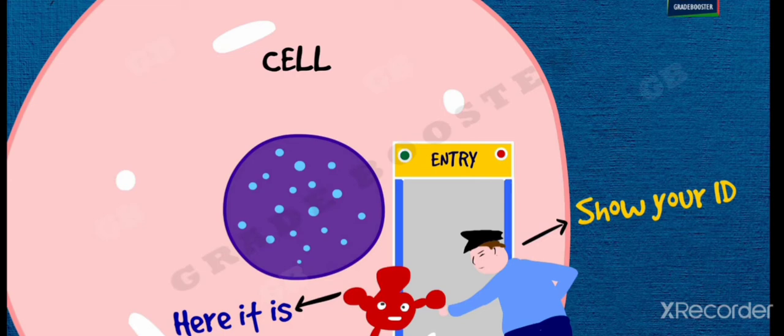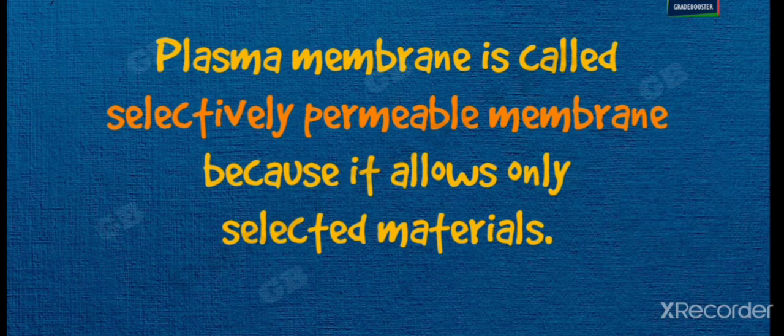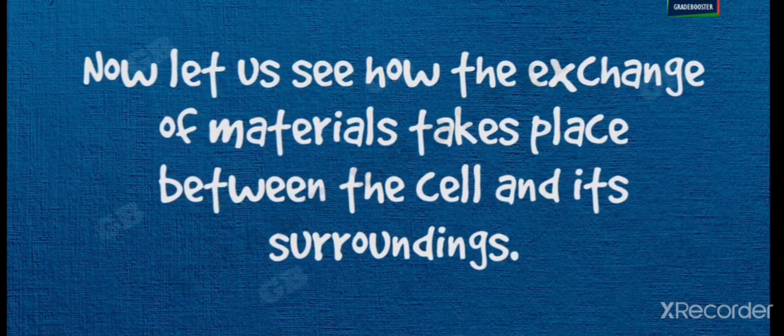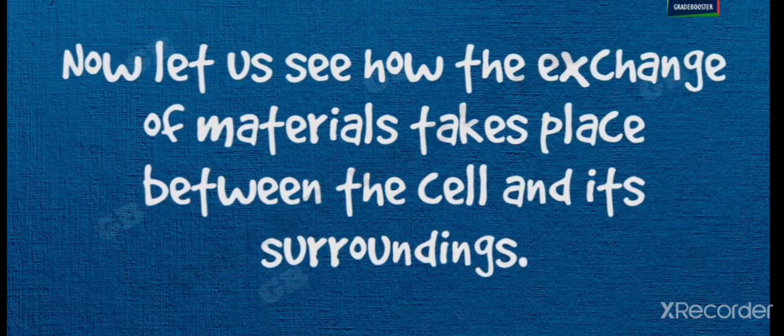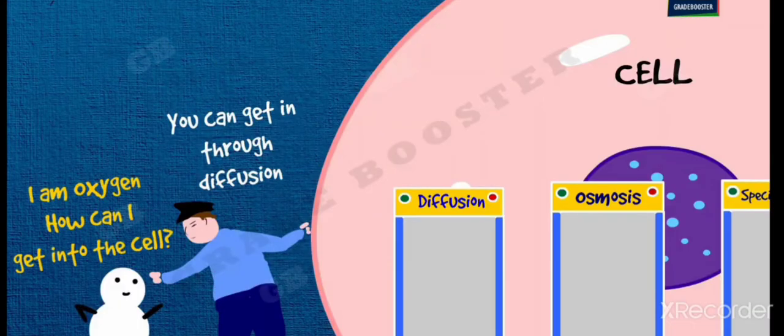It permits only selective material inside the cell. The plasma membrane is called a selectively permeable membrane because it allows the entry of selective material. Now let us discuss how the exchange of material takes place between the cell and its surroundings.